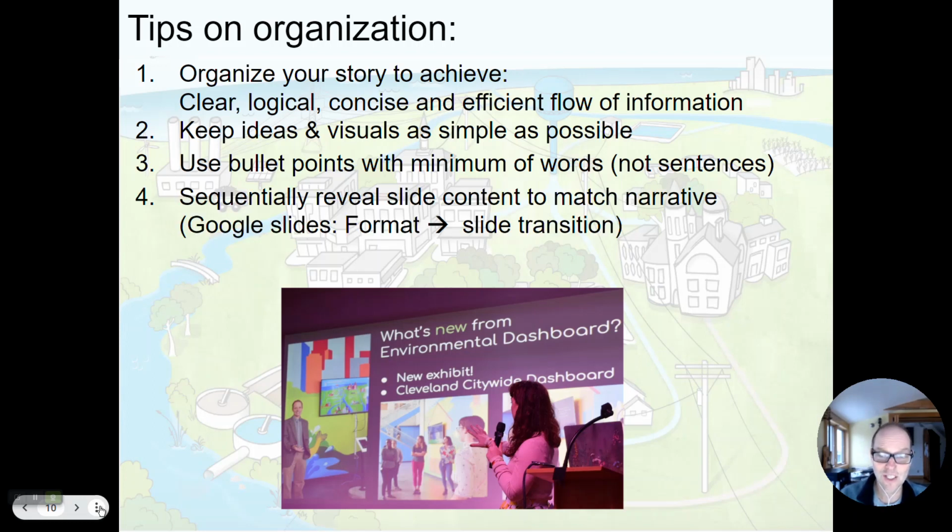Sequentially reveal slide content to match the narrative. You can see I'm doing that throughout this talk. I don't have a lot of text showing up at once. I'm having each point show up as I talk about it. And in Google Slides, you go up to Format, click Slide Transitions, and that's where you can set the appearance of different materials. Limit the points you make per slide so you're not asking too much of people to remember.